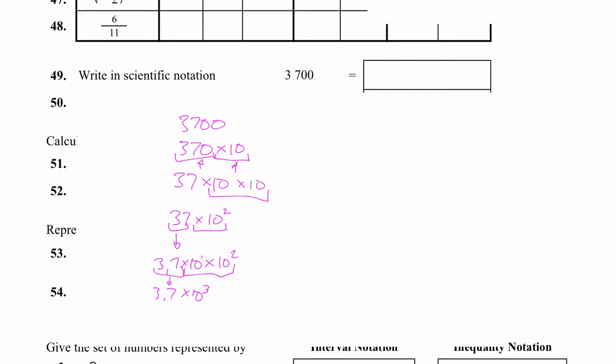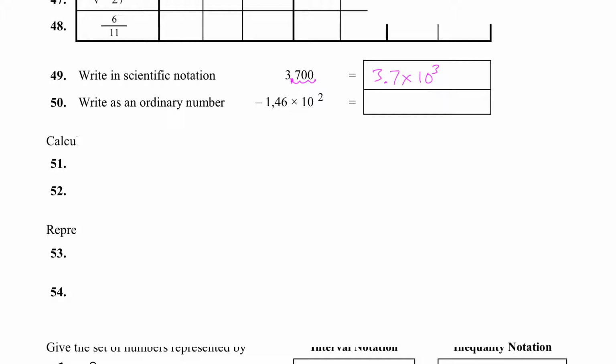But how can we get there quickly in one step? Well, our decimal point is sitting here. So we can just count it and go, well, let's move it left. 1, 2, 3. So if we've got it here, we've got 3.7 times 10 to the power of 3. Which kind of makes sense. 10 to the 3 is 1,000. So 3.7 times 1,000 is 3,700.